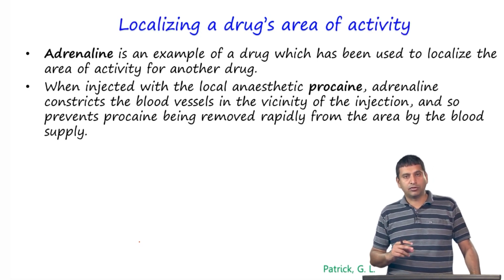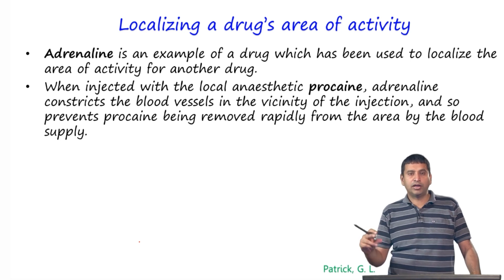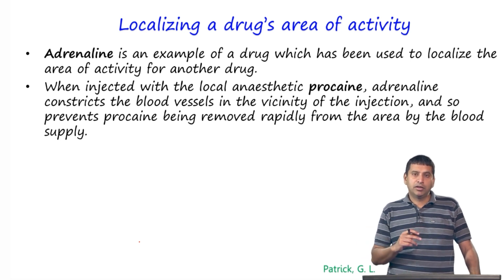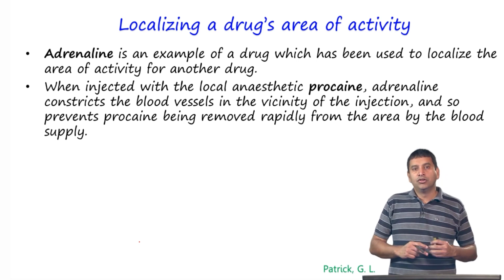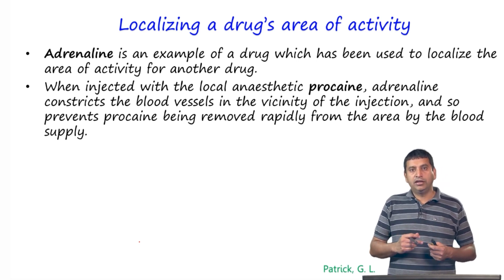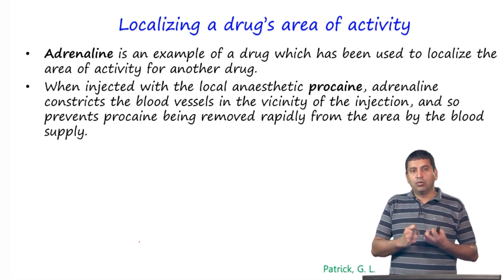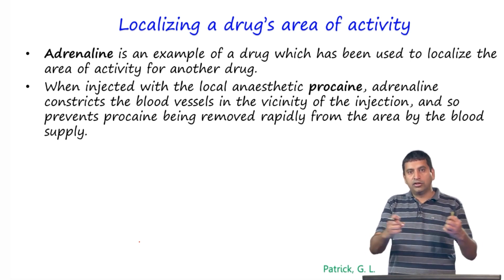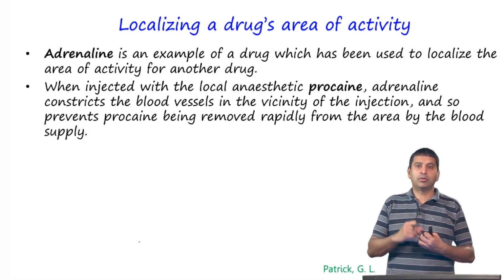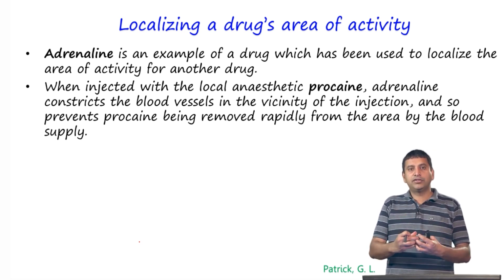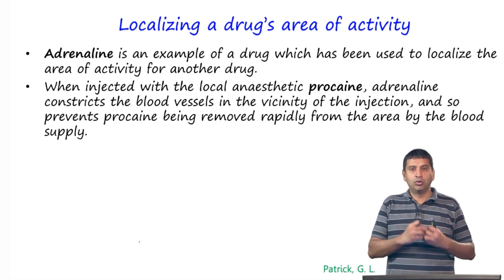Another example of a drug combination concept is to localize a drug's area of activity. So, adrenaline is an example of a drug which has been used to localize the area of activity of another drug. So, we are talking about interaction between two drugs. When injected with the local anesthetic procaine, adrenaline constricts the blood vessels in the vicinity of the injection. So, what happens is that procaine is not distributed away using the blood supply. So, you would inject adrenaline along with procaine so that you can increase the presence of the anesthetic locally.